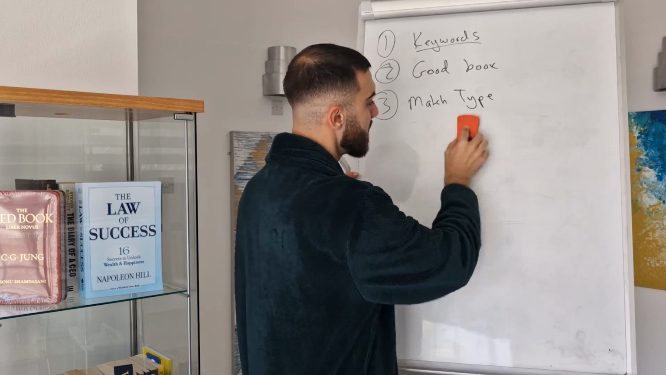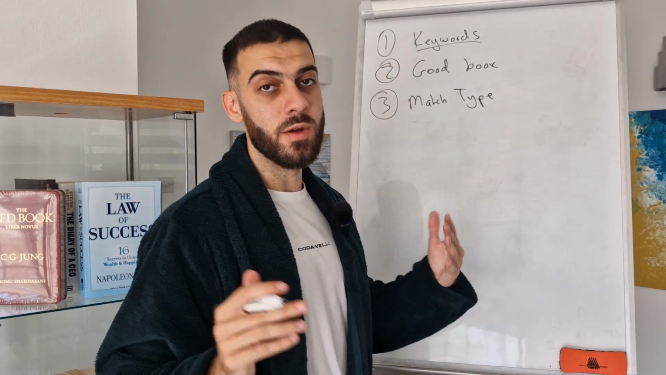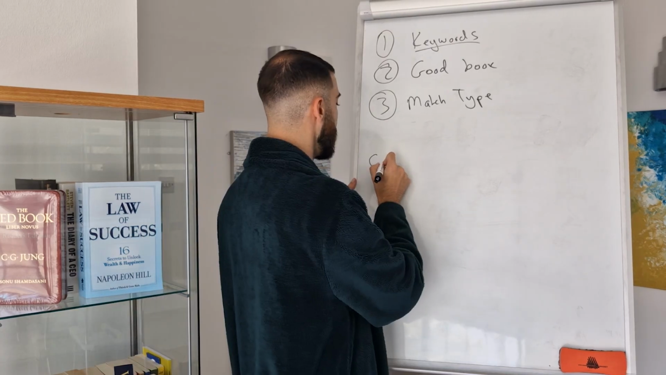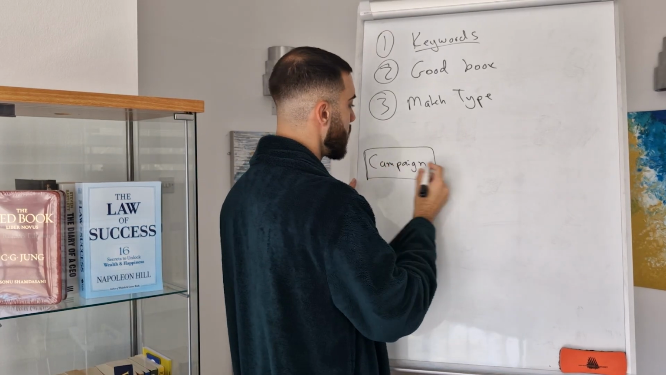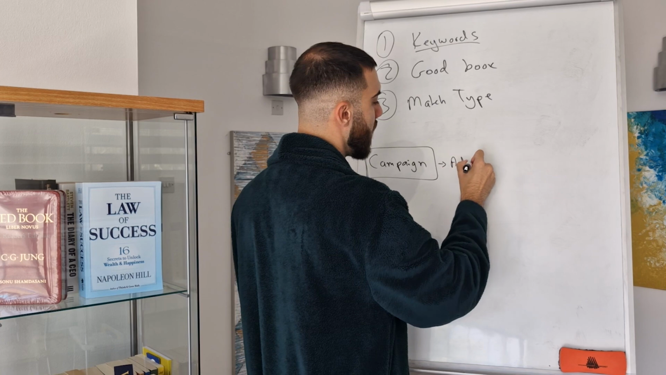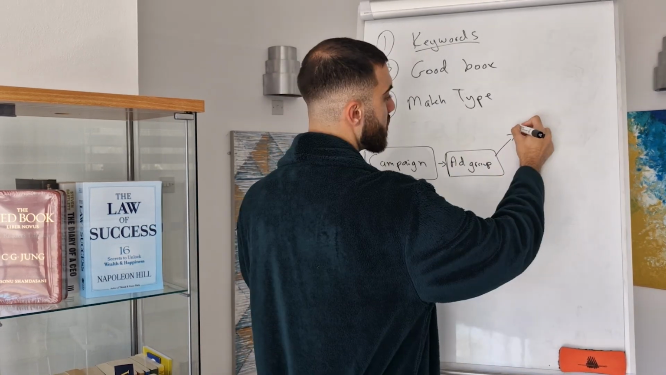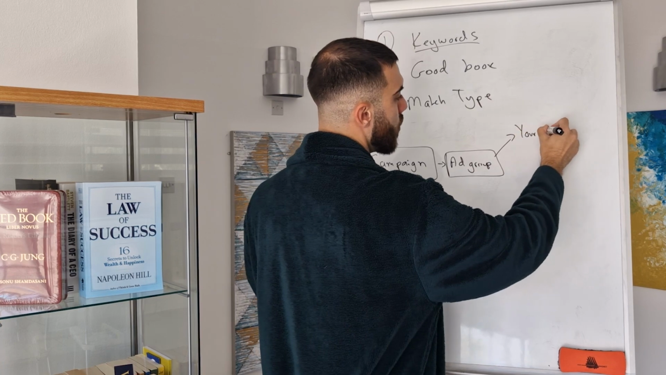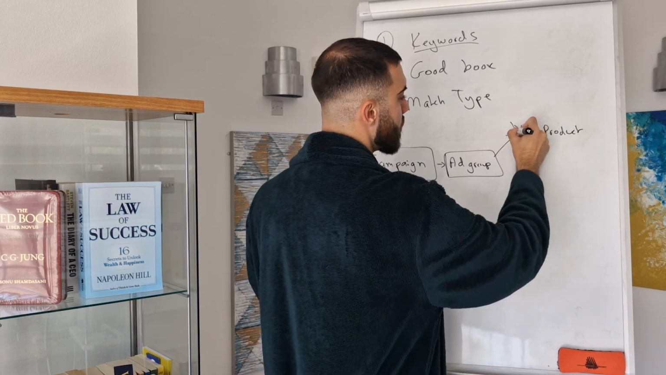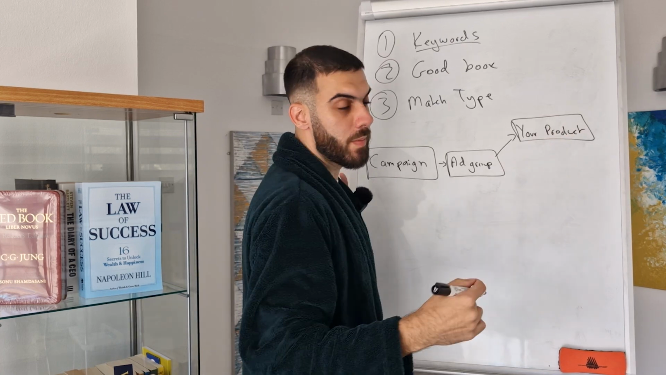So how do I test these 3? It's very simple. It all depends on your campaign structure. So you're going to launch one campaign. This is your campaign. Inside this campaign, you have your ad group. This is your ad group. And inside your ad group, you have 2 things. First of all is your product. This is your book. Only one format of your book. So this can either be your ebook or your paperback.